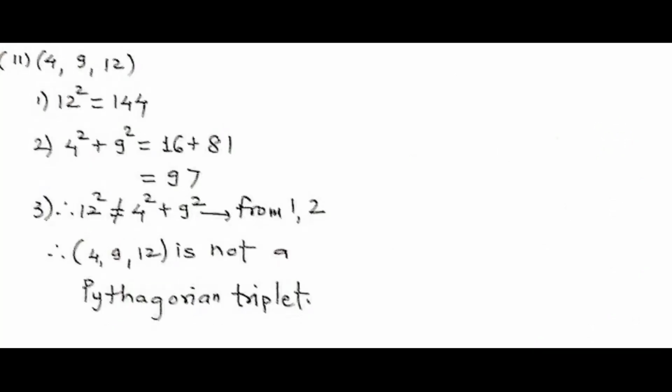Second example, 4, 9, 12. First, statement number 1, 12 square is 144. Sum of squares of the remaining two numbers, 4 square plus 9 square, 16 plus 81, 97. So from 1 and 2, what will I get? 12 square is not equal to 4 square plus 9 square, and therefore 4, 9, 12 is not a Pythagorean triplet.